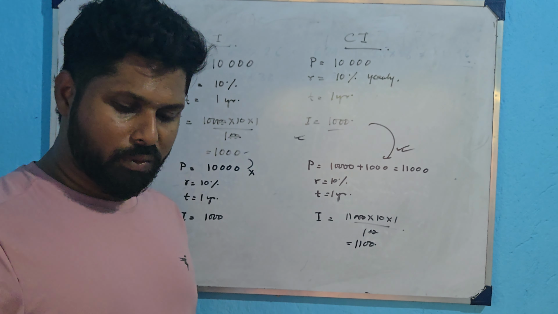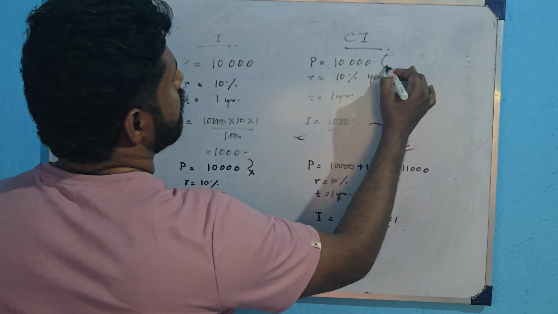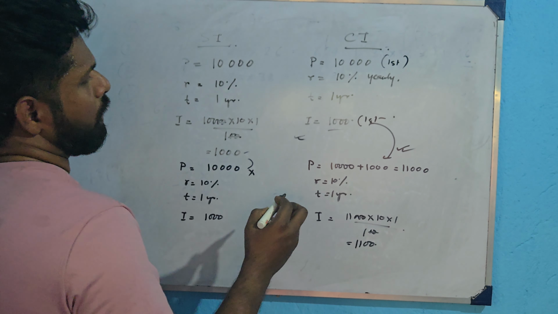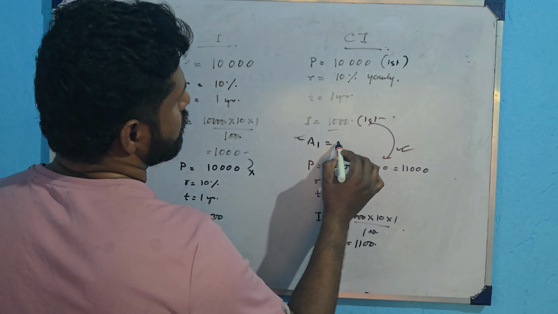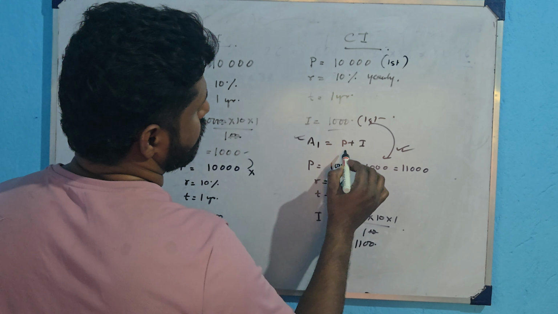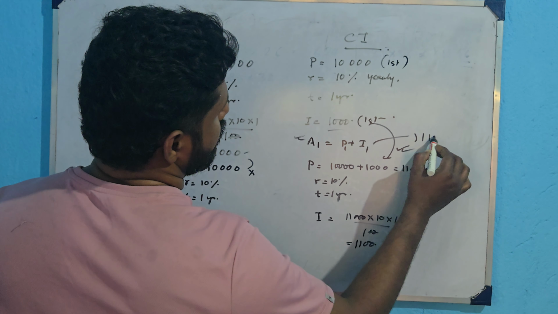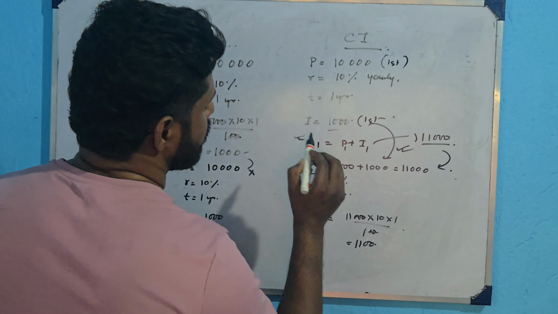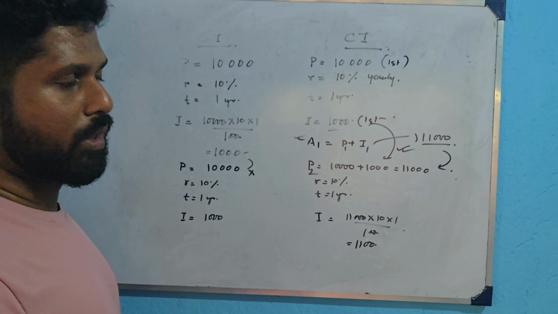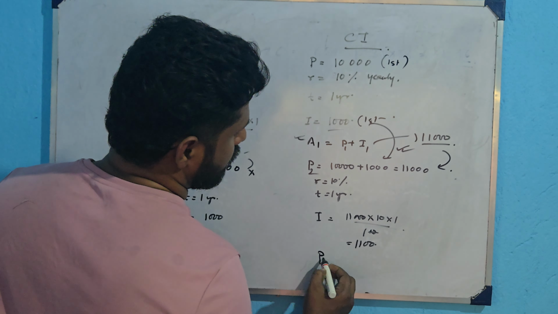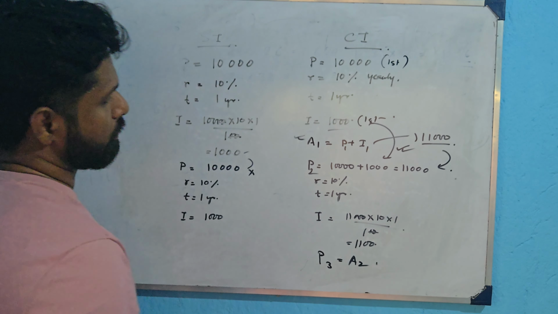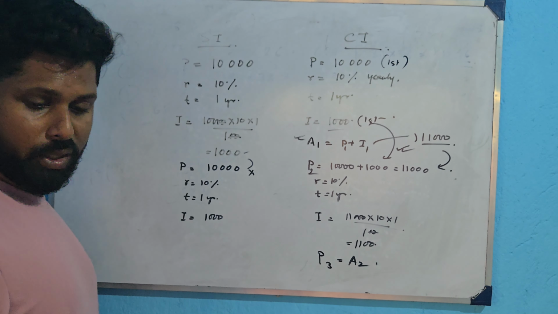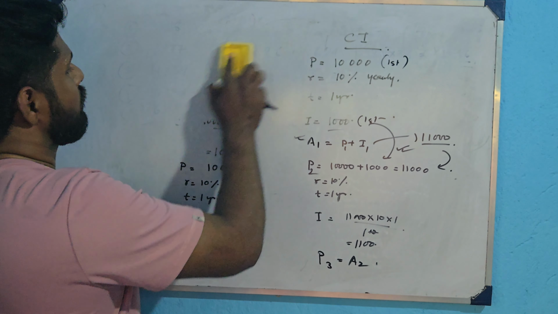Okay, so what we are seeing is the principal for the first year, interest for the first year, and amount for the first year, which is principal plus interest for the first year, which is 11,000, which is again the principal for the second year. So we can see the principal for the second year is the amount for the first year, and again the principal for the third year will be the amount for the second year, right? So this is a conclusion we are getting for CI.